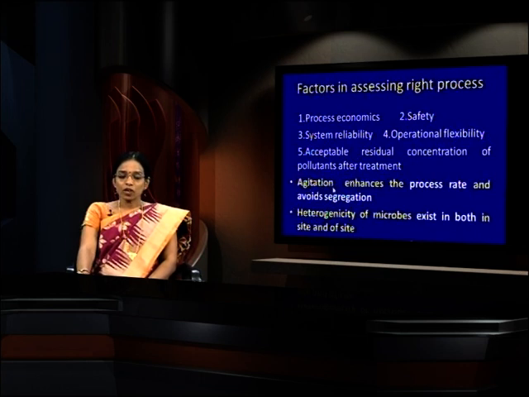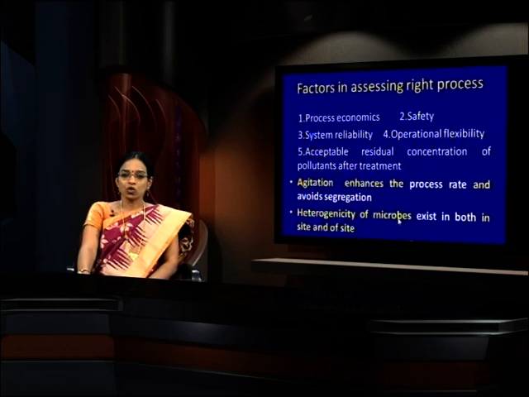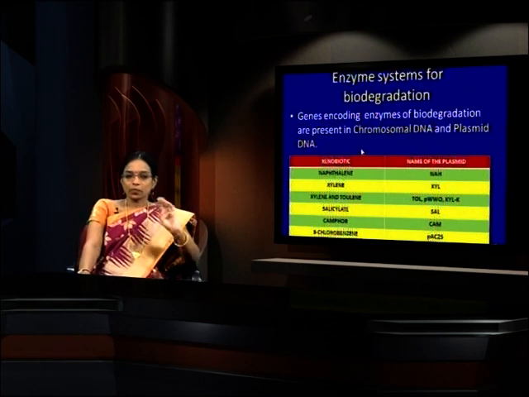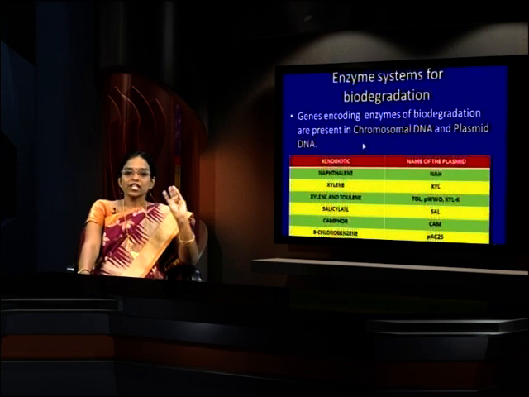So, for what are we using agitation? Agitation enhances the process rate and avoids segregation. Segregation is nothing but separation, and heterogeneity of microbes exists both inside and offsite. So, we have seen bioreactors till now. Now, our second part is enzyme systems for biodegradation.